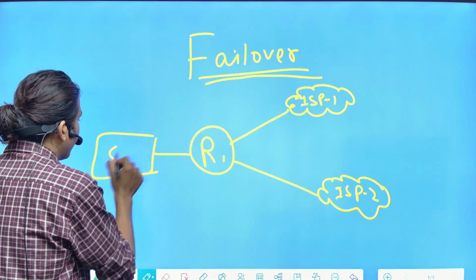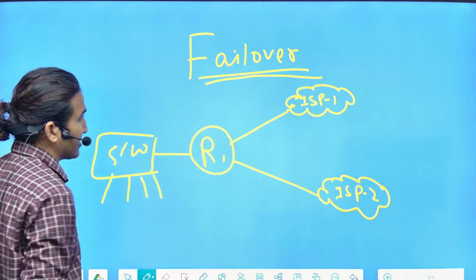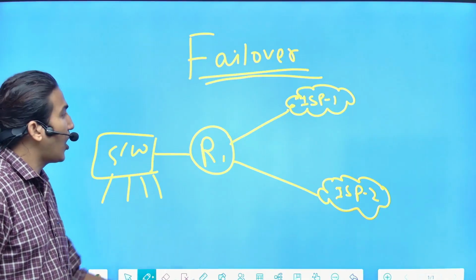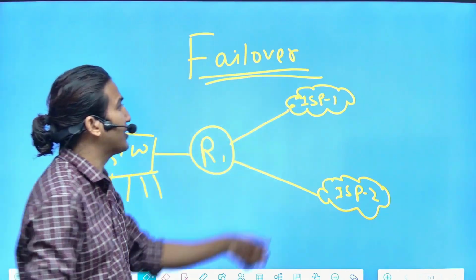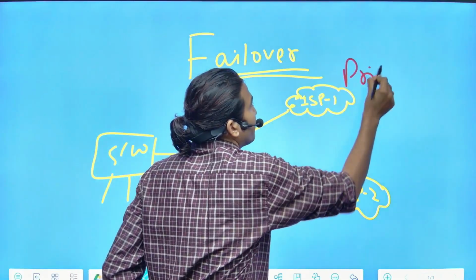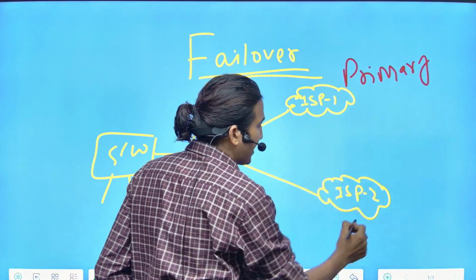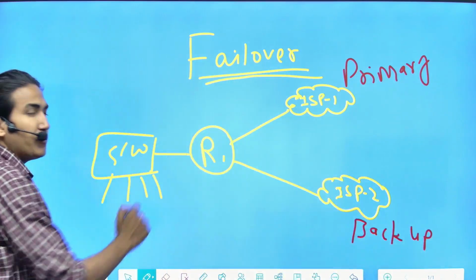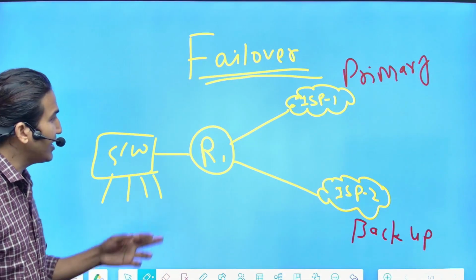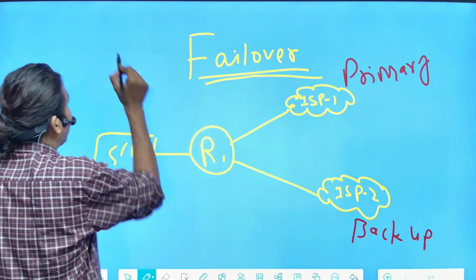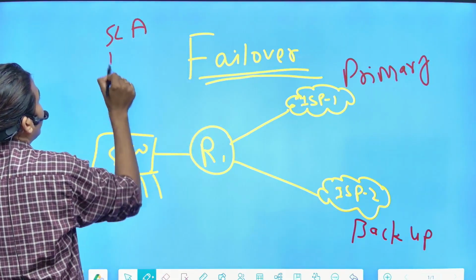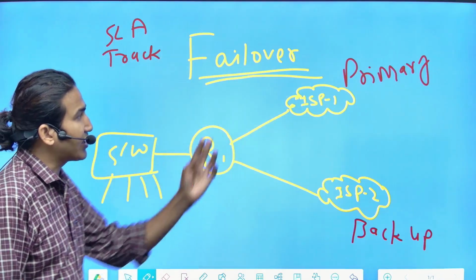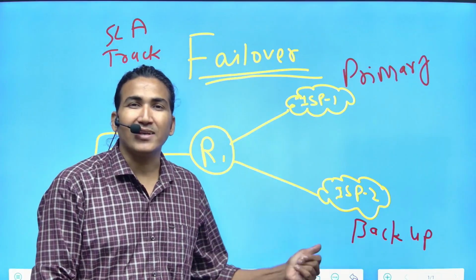In the traditional failover, this is my switch and here we have LAN devices. If I talk about the traditional WAN, earlier, how were we configuring the failover? For example, this is my primary ISP and this is my backup ISP. So how do you configure the failover on router number one? Earlier, we were using track and SLA to track the ISP. Whenever complete connectivity goes down, then it will shift the traffic.